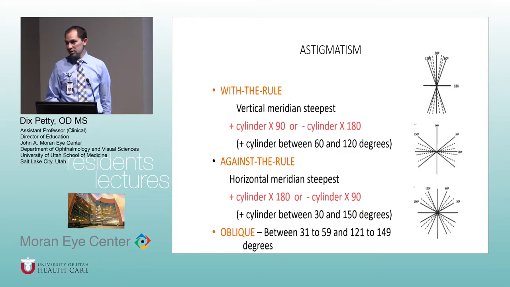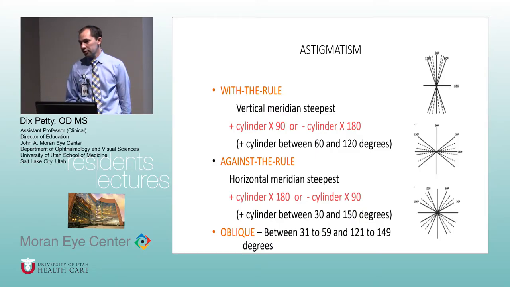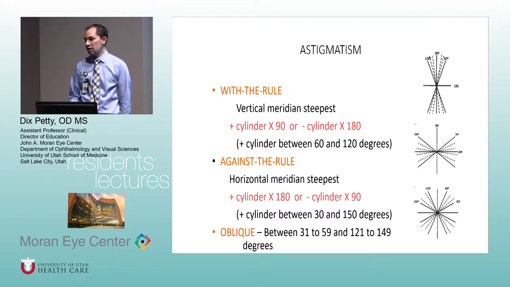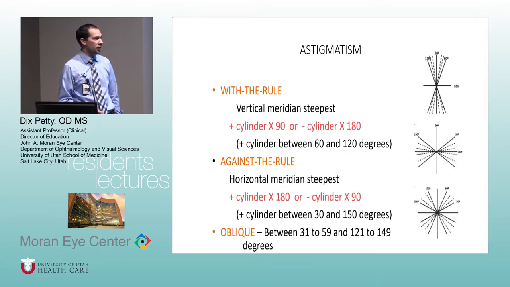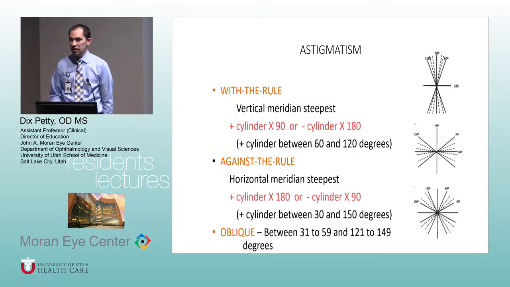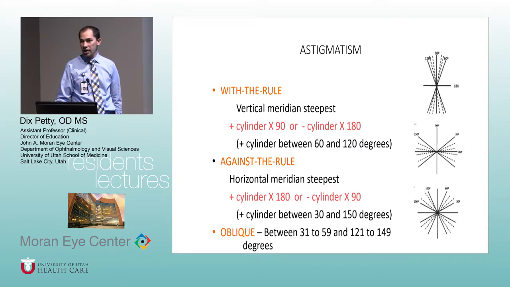When it comes to contact lenses, I know Dr. Meyer would talk a lot more about contact lenses. Most brands tend to get a little skimpy on the oblique meridians just because they're not as common. But on these more with the rule and against the rule axes, you can pretty much find every 10 degrees with almost every brand that does astigmatism.